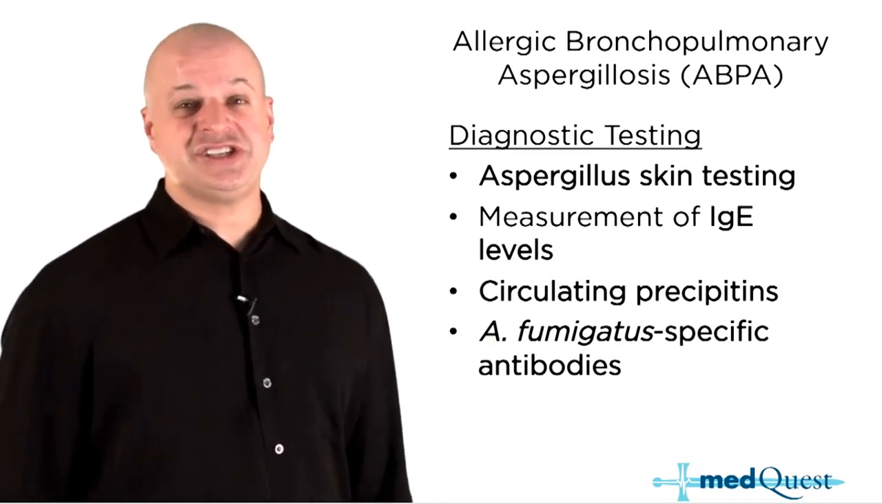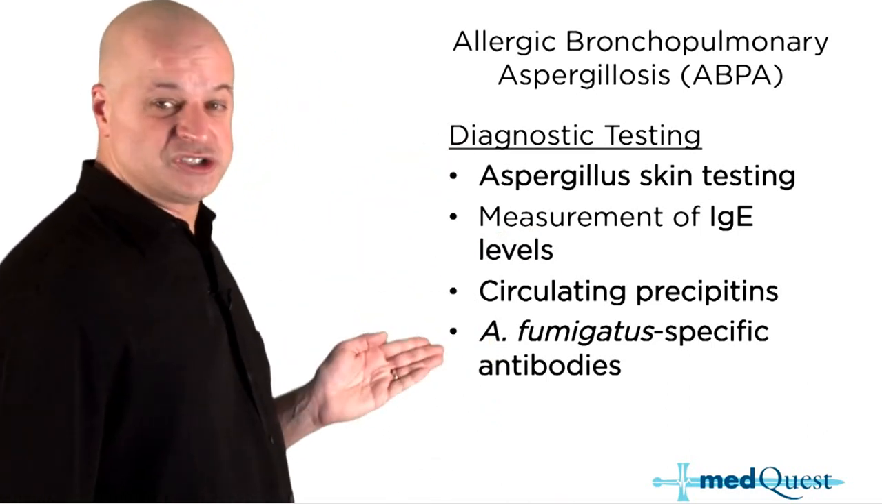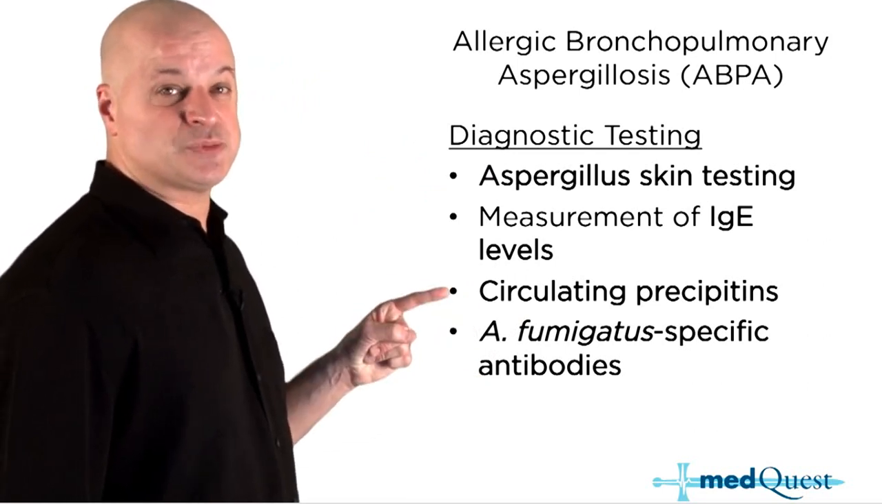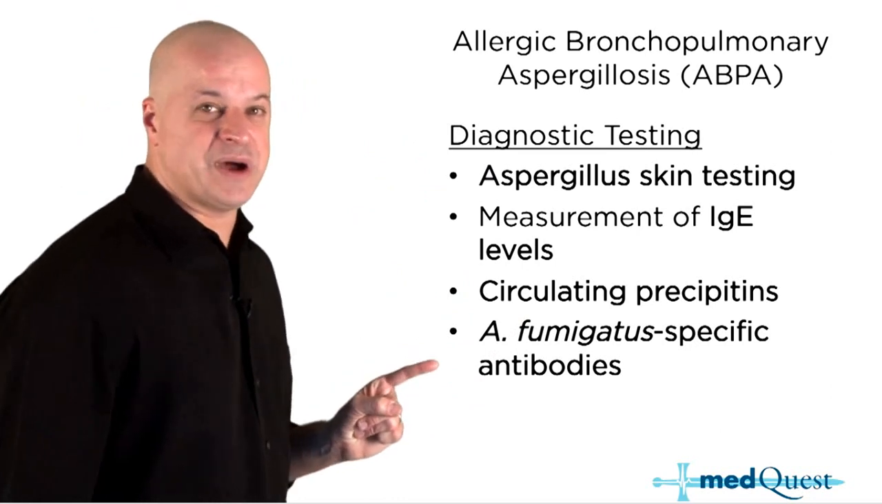If this is a CCS case, I try and order all of these, particularly the IgEs and the circulating precipitins and the Aspergillus fumigatus antibodies.